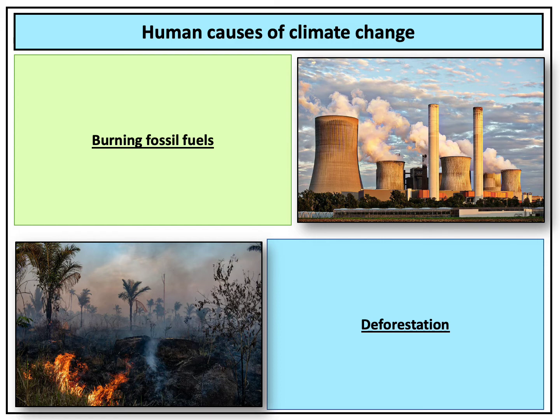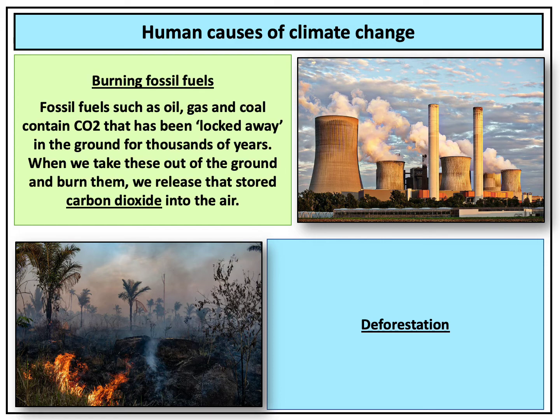Okay, so the first one, burning fossil fuels. Fossil fuels such as oil, gas and coal contain carbon dioxide that has been locked away in the ground for thousands of years. When we take these out of the ground and burn them, we then release that stored carbon dioxide into the air. Now, we use fossil fuels for a lot of different things. Things like factory work, driving cars, things like that. So they release carbon dioxide.